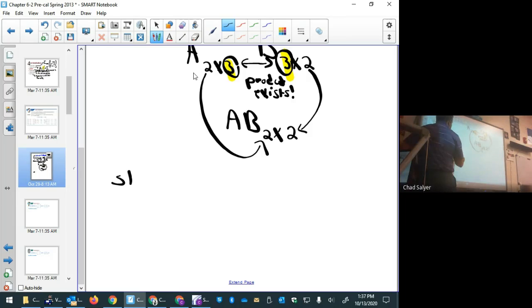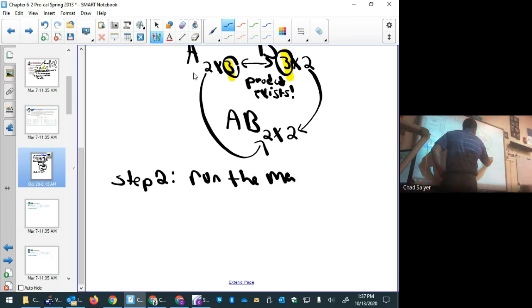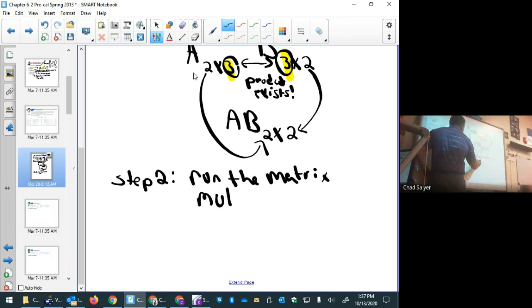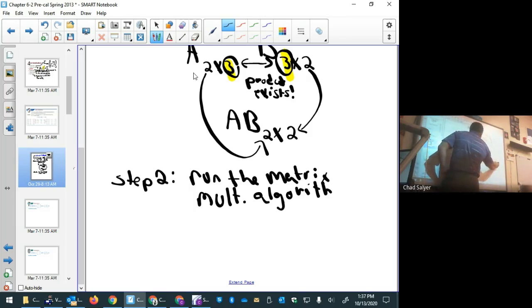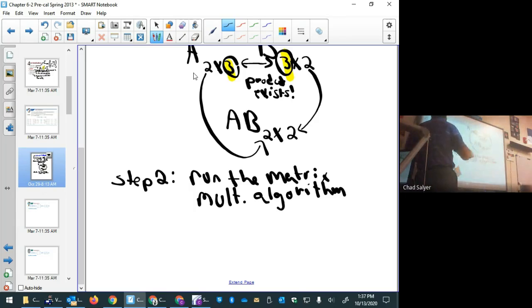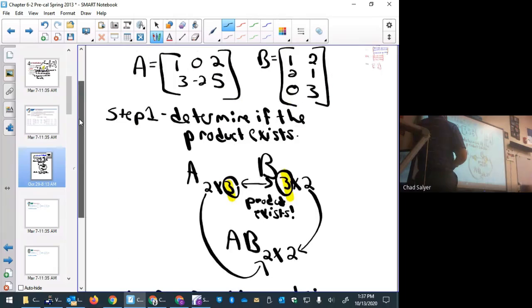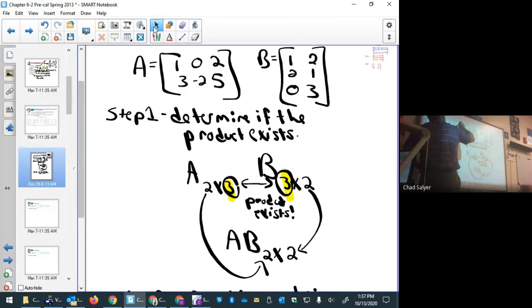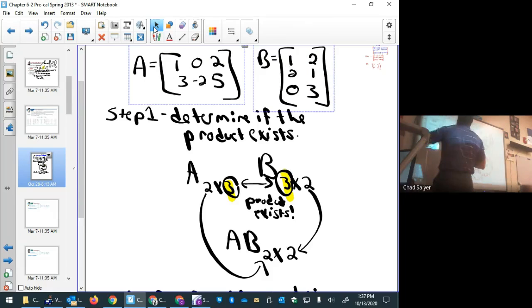So step 2 is going to be to run the matrix multiplication algorithm. It's a step-by-step process, which I'll explain. Then we got, save myself a little writing by copying this.